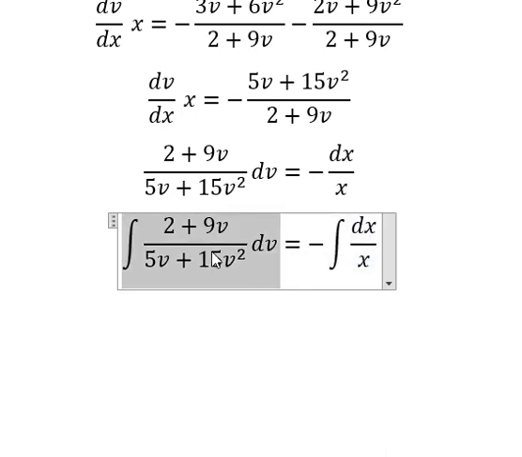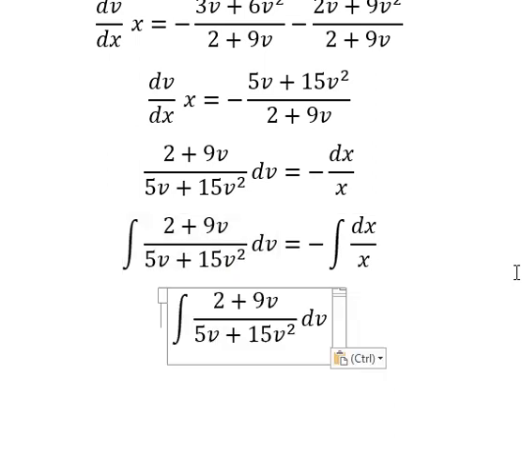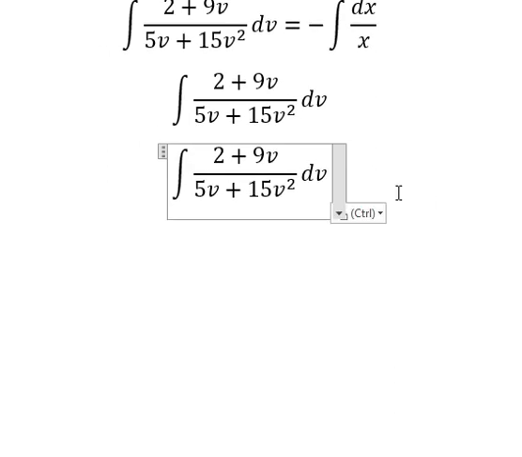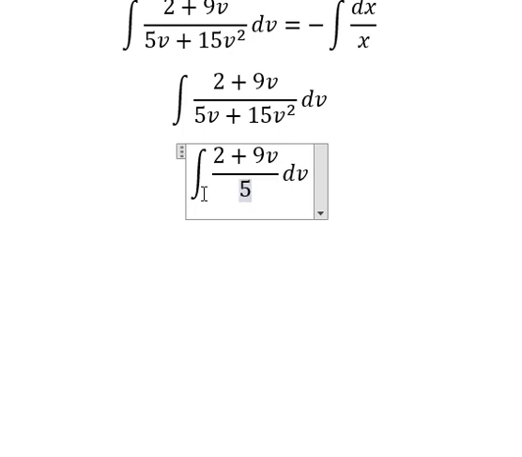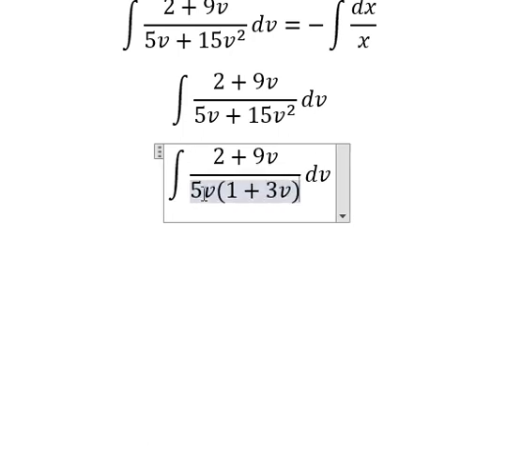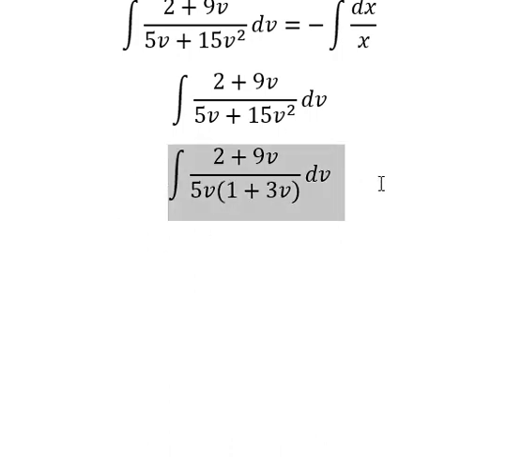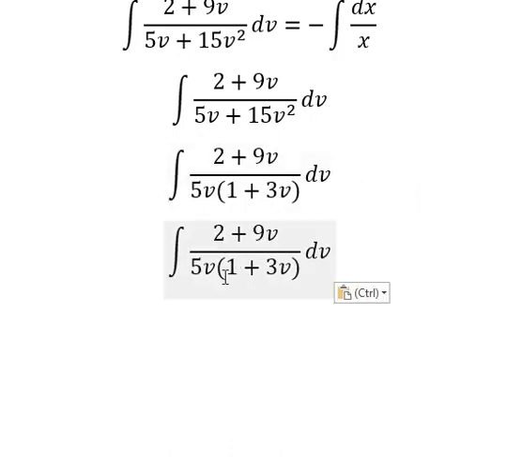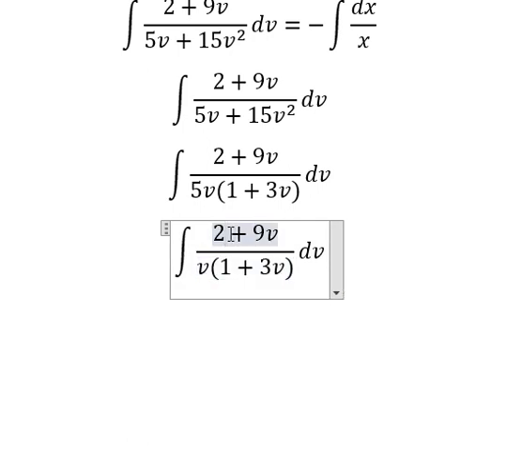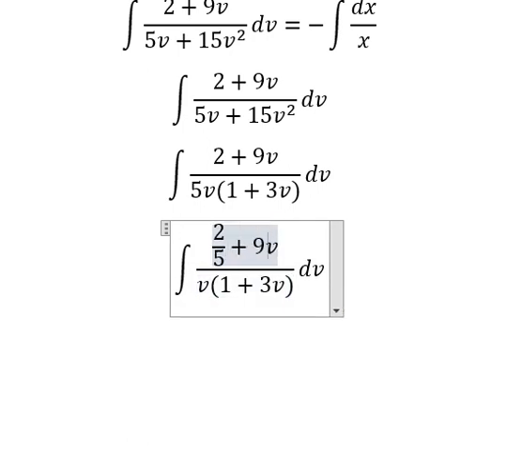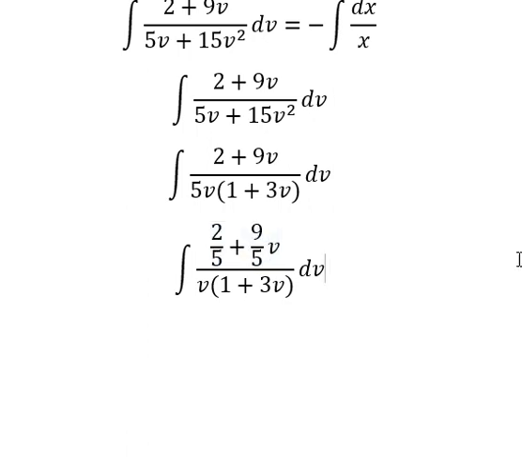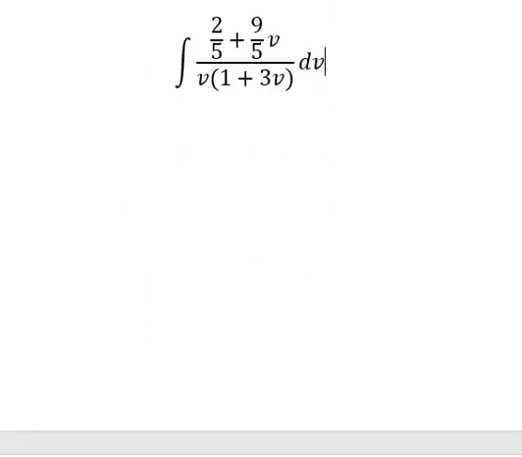Next, we concentrate on this one. We can do factorization by 5v. Next, I will put number 5 out here. Now, we can use partial fractions.